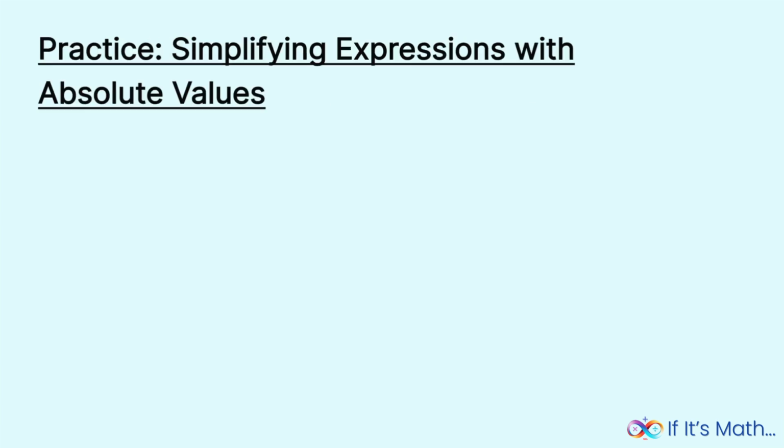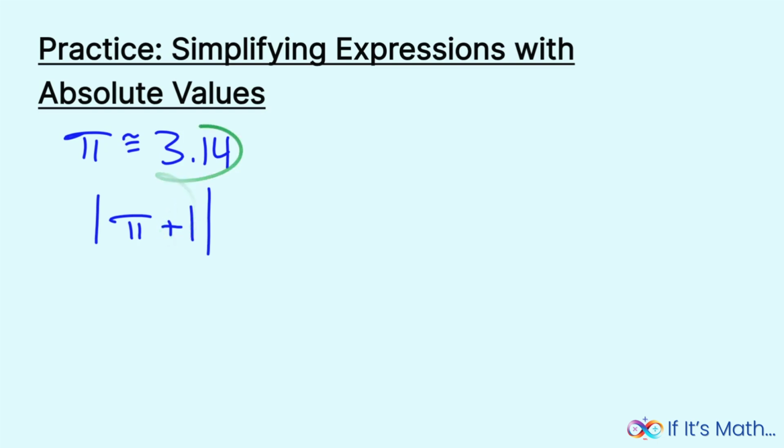So let's look at a few examples. We know that pi is approximately equal to 3.14. So if we have the absolute value of pi plus 1, we know that pi is a positive number, 3.14. If we add 1 to a positive number, it's going to be positive. That's not going to become a negative number at all. So we know that that is just going to be equal to pi plus 1. You don't even need the absolute value symbols.